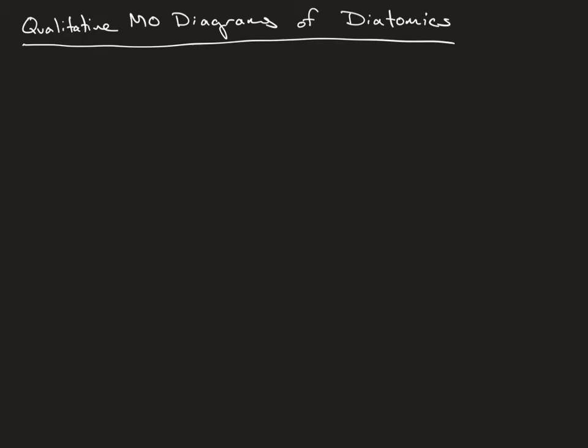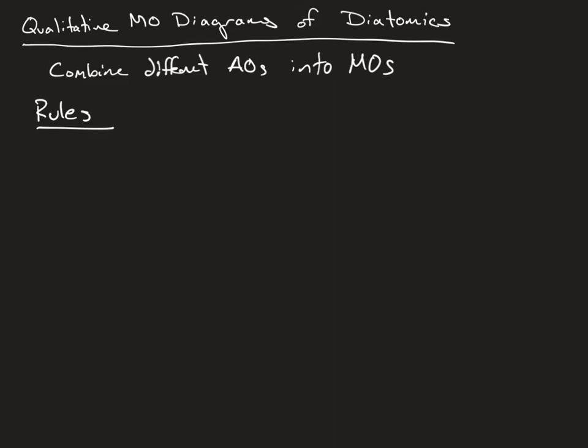In this video, we're going to be generating qualitative MO diagrams of diatomic molecules. And what we're going to be doing is combining together different atomic orbitals into molecular orbitals in a qualitative manner. To do this, we're going to be following some simple rules in order to combine together our atomic orbitals and generate our in-phase and out-of-phase combinations.